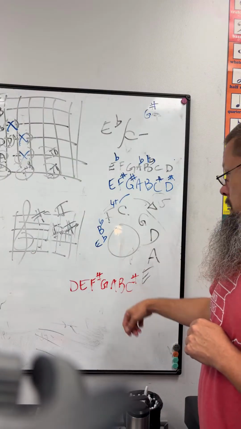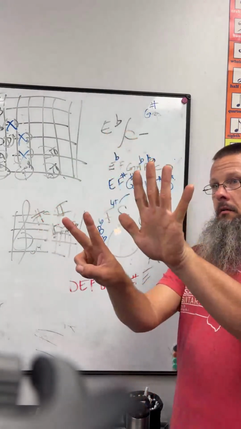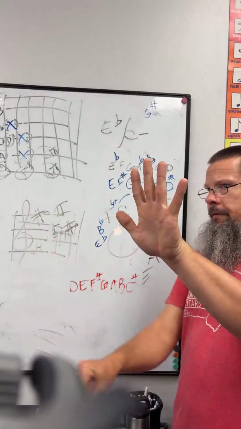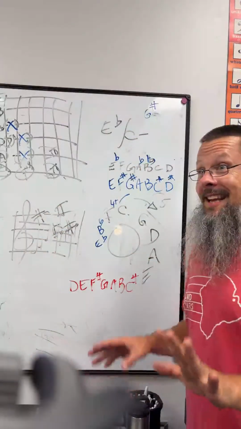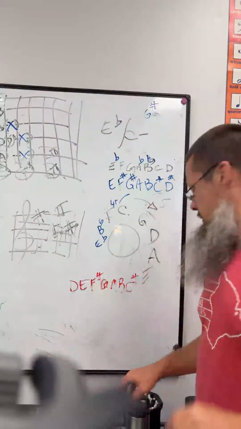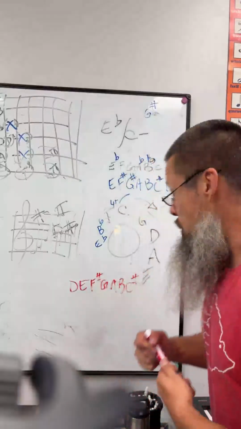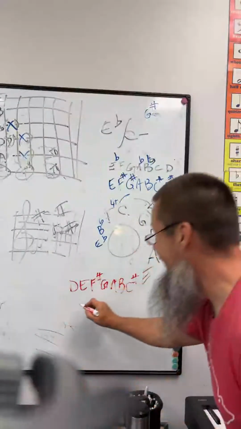2. How many notes in a scale? 7. How many flats are in the key of D flat? 5. What are the only 2 notes in the key of D flat that are not flattened? F and C. You betcha. So you can quite literally call any key now.